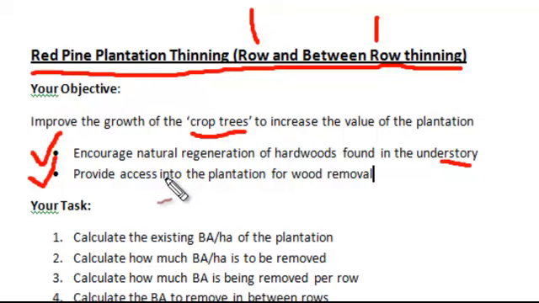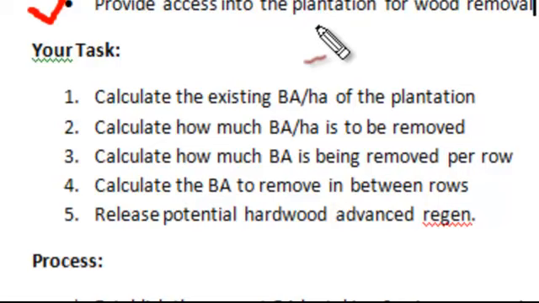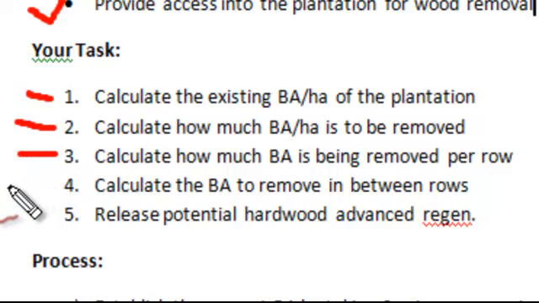That's what you're going to try to achieve for the crop trees. Okay, so what you're going to be doing is improving the growth of this forest and to achieve those goals. Now, your task is to calculate the basal area per hectare of the plantation, calculate how much basal area has to be removed, and calculate how much is being removed from each row, and you're going to calculate these two combined. You're also going to calculate or identify the trees to release as advanced regeneration. So that's the task at hand.